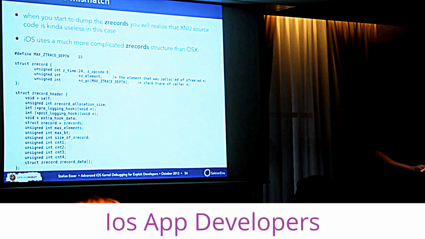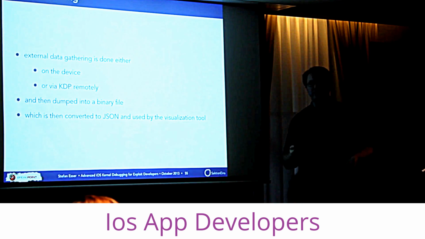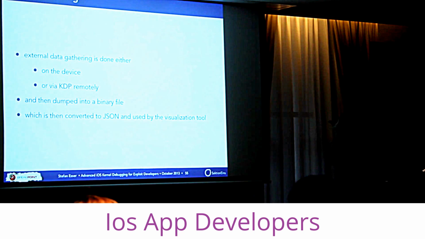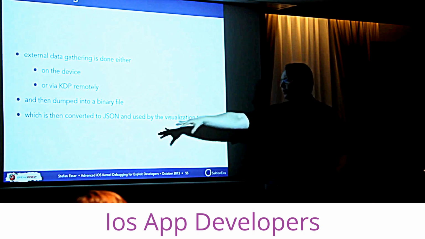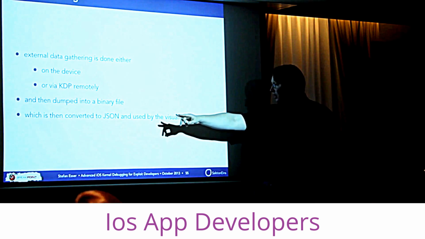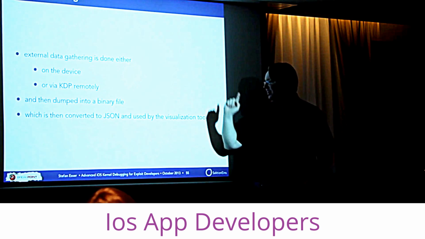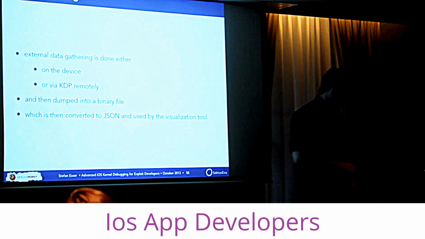So what you need to do now is whatever you want inside the kernel, and you need to gather the data. Again, you can do that on the device with a patched system call into the kernel, or you can do it via KDP remotely with PyKDP, for example, or with UGDB or whatever, and then you would dump it into a binary file. In my case, I then convert the binary file to JSON. Actually, I'm using a dirty PHP script for that, and it's not even Python. Maybe in the final version I'll make it a Python script. And then you feed it to the visualization tool.